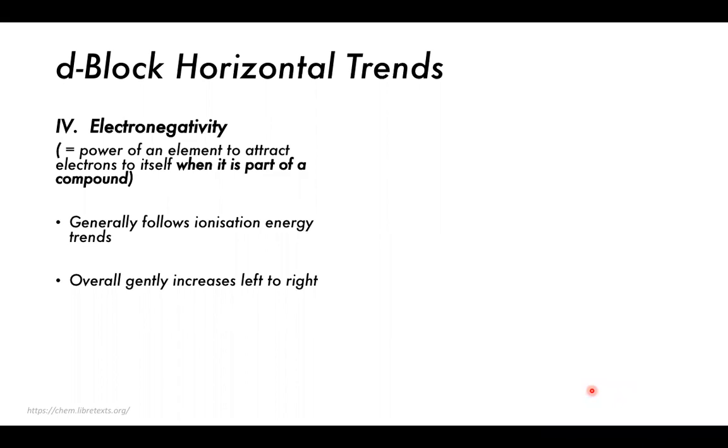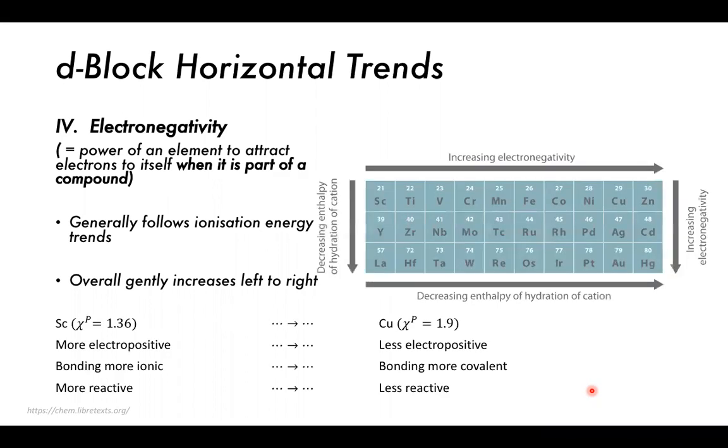So electronegativity is the power of an element to attract electrons to itself when it is part of a compound. It generally follows the ionization energy trend and overall gently increases from left to right. So here is the D block. We see increasing electronegativity as we go from left to right, which corresponds to a decreasing enthalpy of hydration of the cation. So the energy of hydration, the forming of the water complex, decreases.